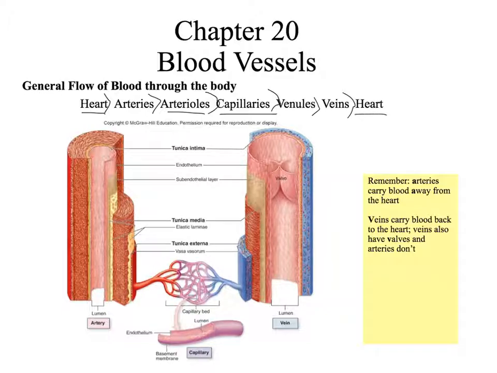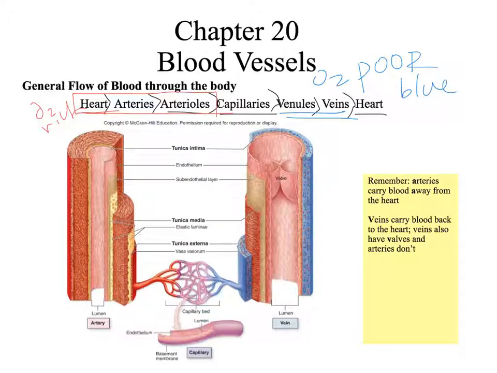the heart. So remember, typically this blood is oxygen rich, and this blood is oxygen poor. Normally, there are some exceptions to that, but usually this is oxygen poor and the other is oxygen rich. So we represent the oxygen poor as blue and the oxygen rich as red.